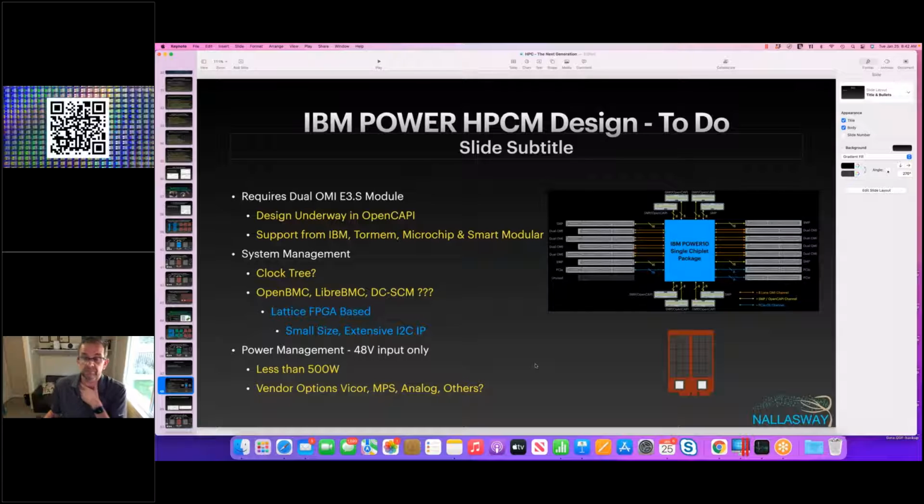So in this picture, we're going to have the dual OMI E3.S module based on OpenCAPI. So yeah, it's the open memory interface. I just want to know your idea about a CXL interface based E3.S module. Well, you already have your CXL module, so this just brings OMI mechanically into the same domain. Obviously, IBM Power 10's memory interface is OMI. It's not parallel and it's not CXL. So this is so that we can use this in the IBM Power 10.